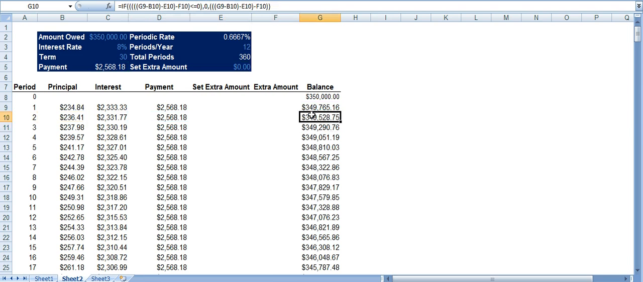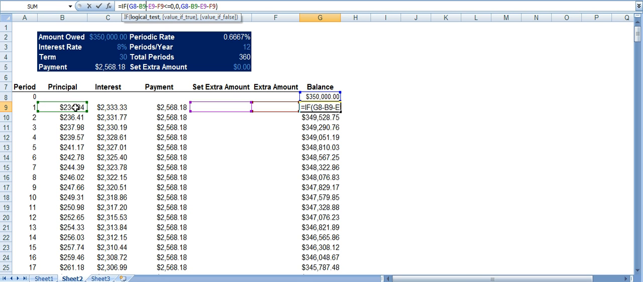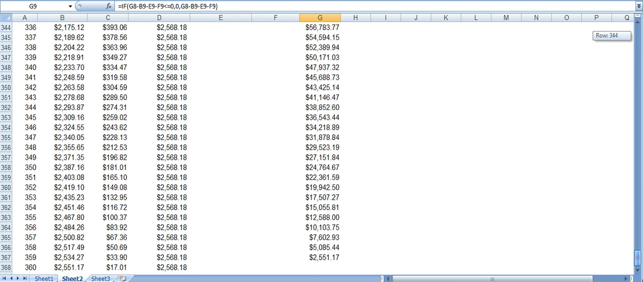Then, for the balance, we are going to check and see if the previous balance minus the principal minus the set extra amount minus the extra amount is less than or equal to 0. Then we put 0 in. Otherwise, we subtract the principal, set extra amount, and extra amount from the balance. We drag it all down like that, and we come out with a 0.